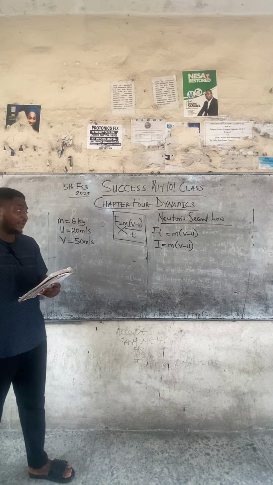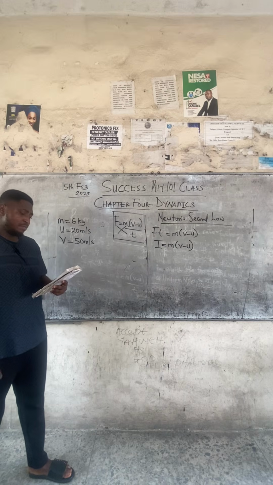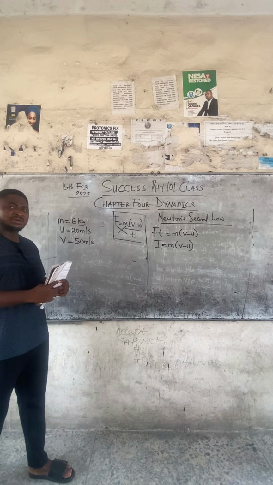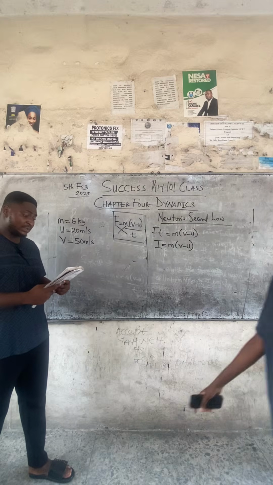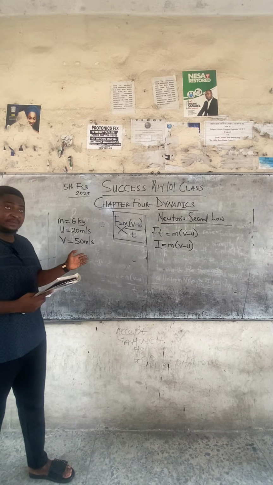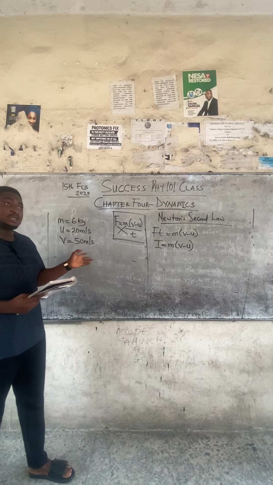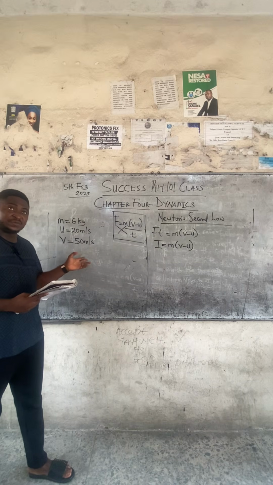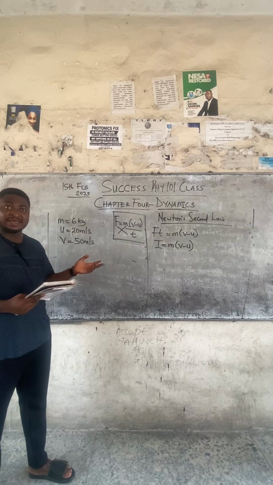I'll come again. I say a body of mass 6 kg, moving with a speed of 20 meters per second. So initial speed is 20 meters per second. It is suddenly hit by another body moving in the same direction, thereby changing the speed of the former body to 50 meters per second. What is the impulse received by the first body?